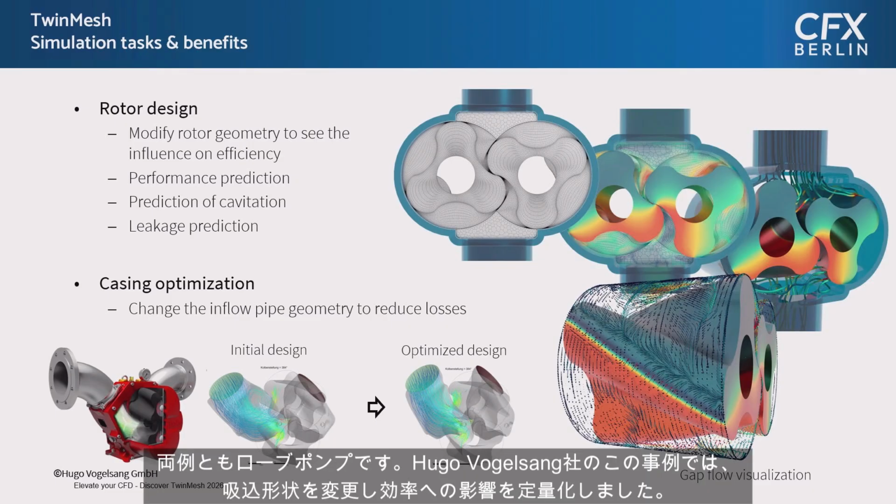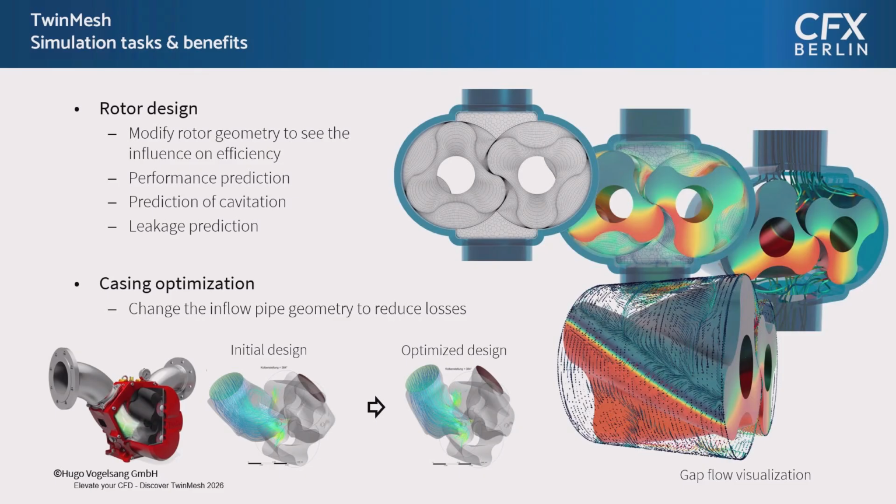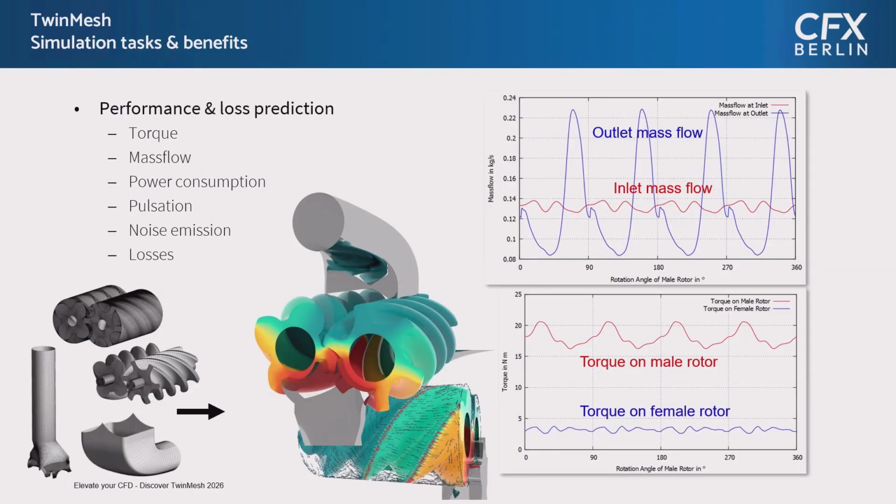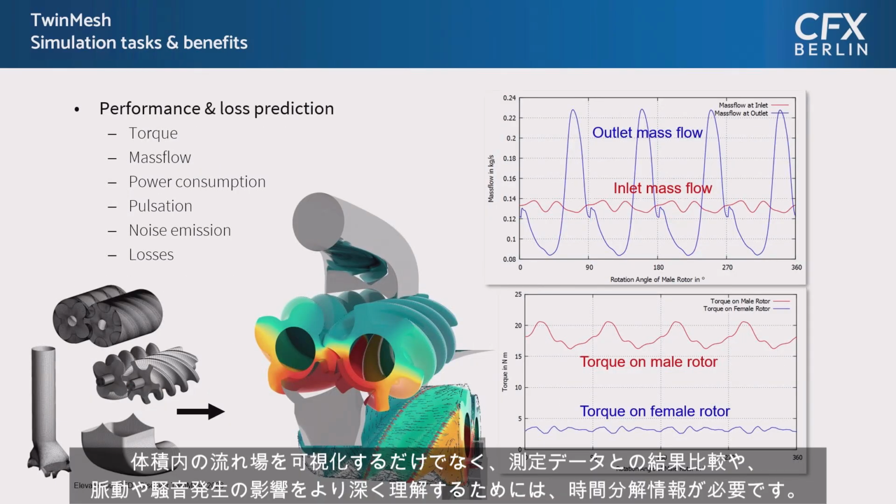Both examples are flow pumps. In this example from Hugo Vogelsang, the inlet geometry was varied to quantify its effect on efficiency. In addition to visualizing the flow field within the volume, time-resolved information is necessary in order to compare the results with measurement data or to better understand the effects of pulsation or noise emission.